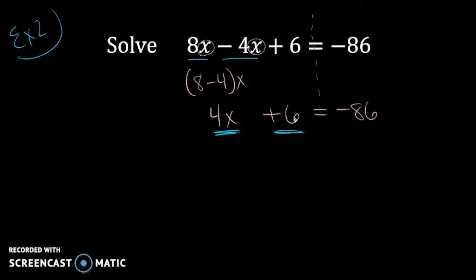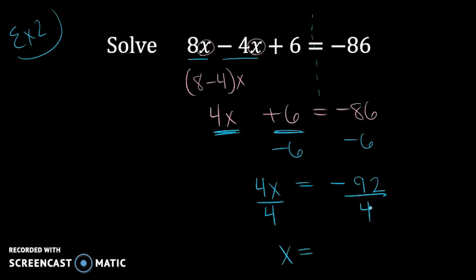So we have plus 6. The way to get rid of a positive 6 is to subtract 6 from both sides. So we're left with 4x equals negative 92. Then when it's finally time for your best friend to go home, you divide by 4 because it's 4 times x. We do the opposite. And we end up with x equals negative 92 divided by a positive 4, which is going to give me a negative, and 23.